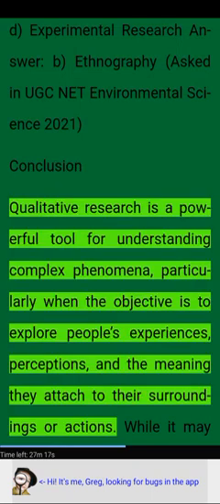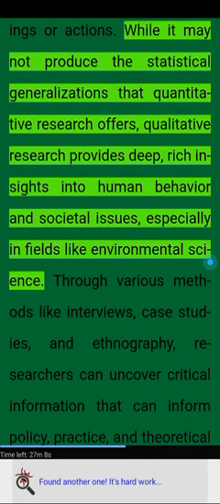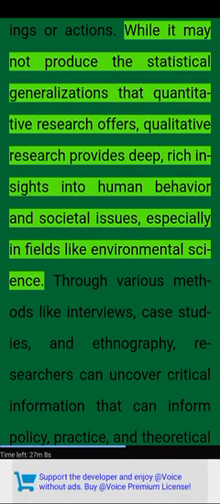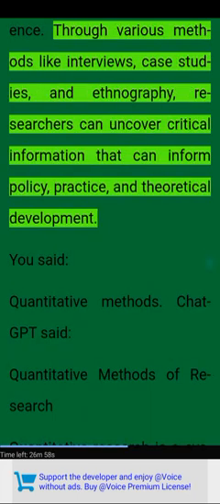Conclusion. Qualitative research is a powerful tool for understanding complex phenomena, particularly when the objective is to explore people's experiences, perceptions, and the meaning they attach to their surroundings or actions. While it may not produce the statistical generalizations that quantitative research offers, qualitative research provides deep, rich insights into human behavior and societal issues, especially in fields like environmental science. Through various methods like interviews, case studies, and ethnography, researchers can uncover critical information that can inform policy, practice, and theoretical development.